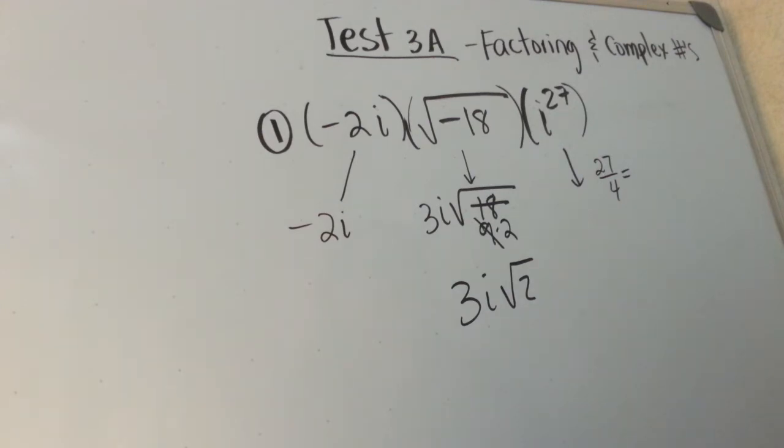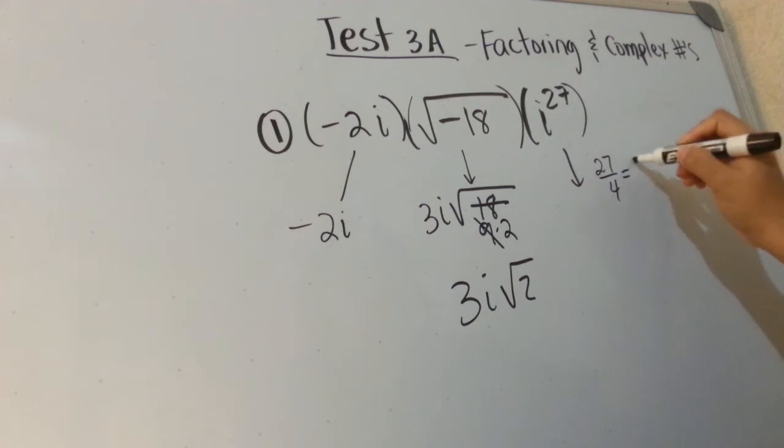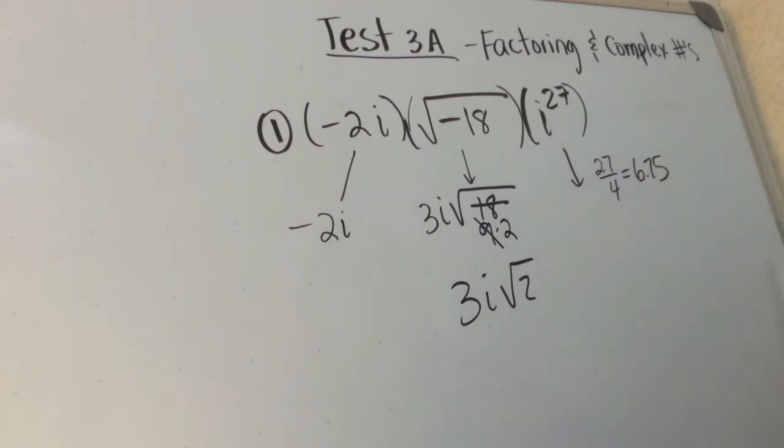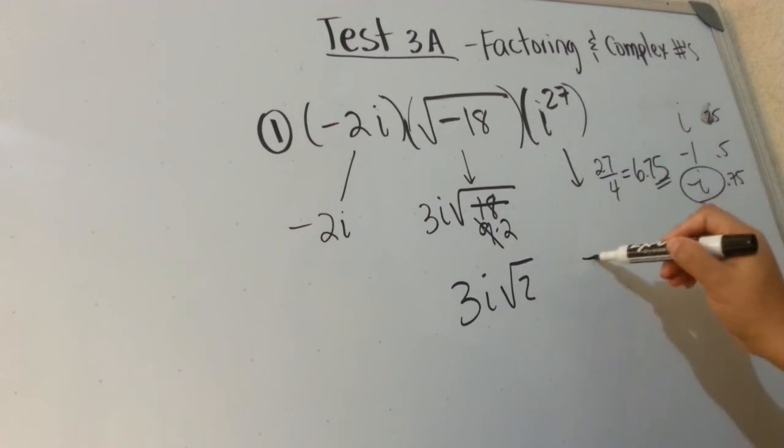4 times 6 is 24, and 5 and 6, 27. So 6.75. And the 0.75 is 0.25, 0.50, 0.75. That means this is negative i.